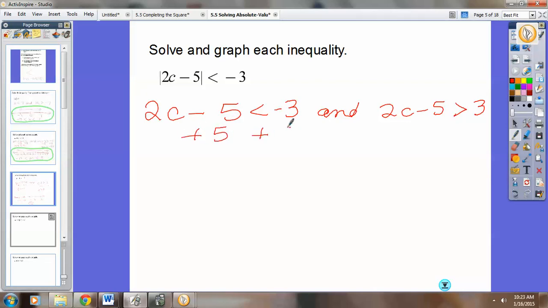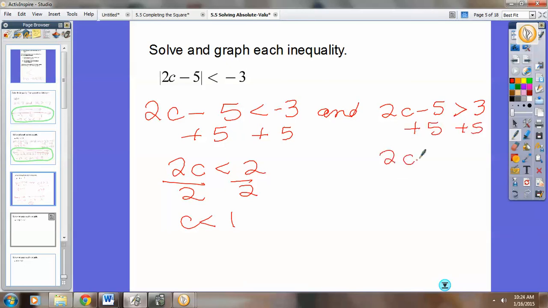Add 5. 2c is less than 2. So divide by 2. c is less than 1. On the right side, add 5. 2c is greater than 8. Divide by 2. c is greater than 4.